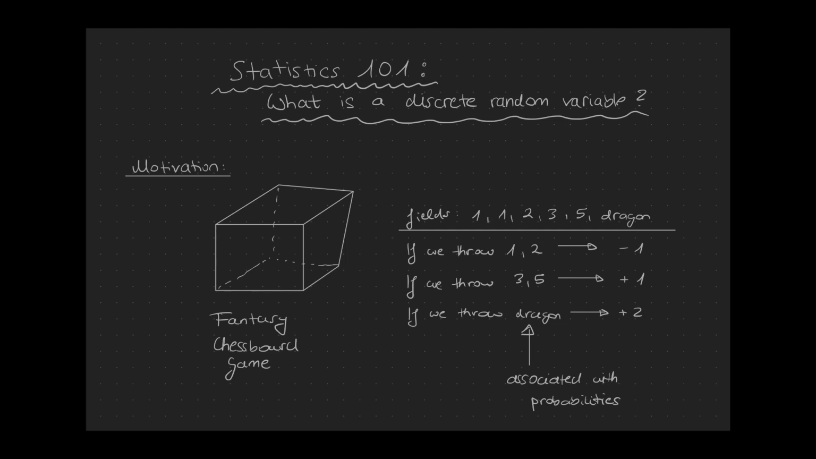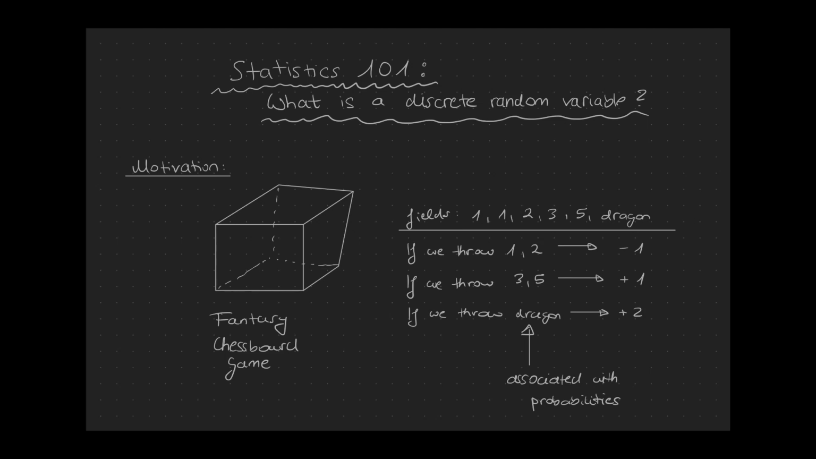Suppose we want to play a board game with our friends, and we need to reach some goal. In order to move forward, we need to throw a dice that has the following faces. We have 2 times a 1, a 2, a 3, a 5, and a dragon. Think about some crazy fantasy board game you are playing.